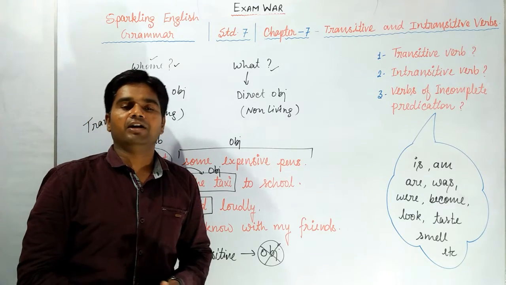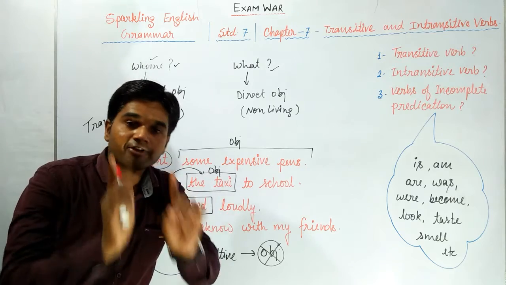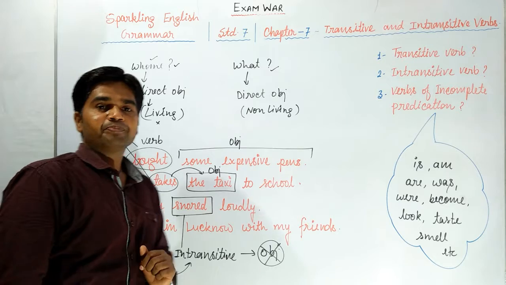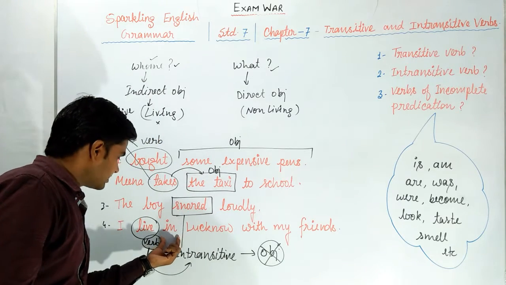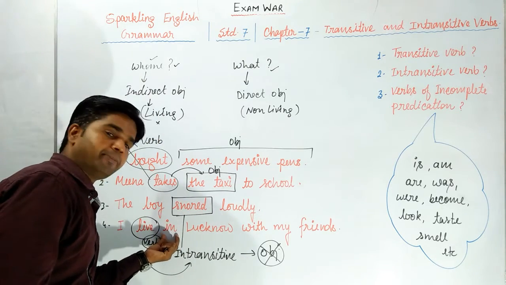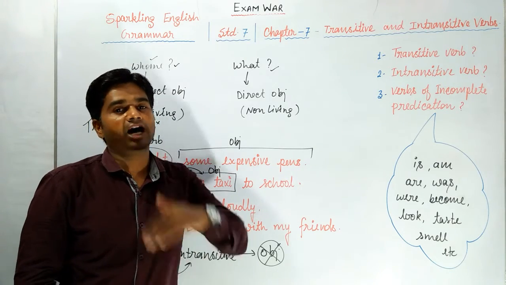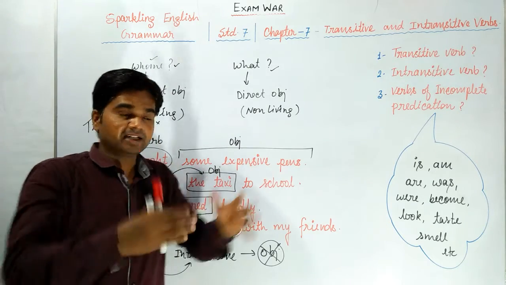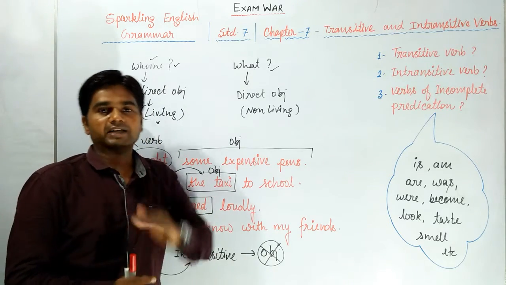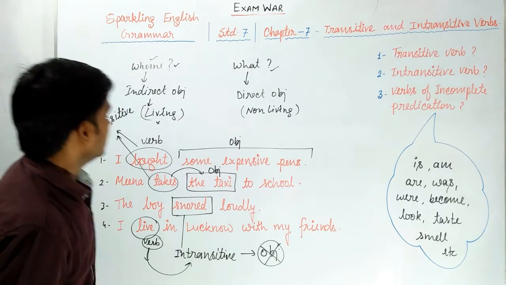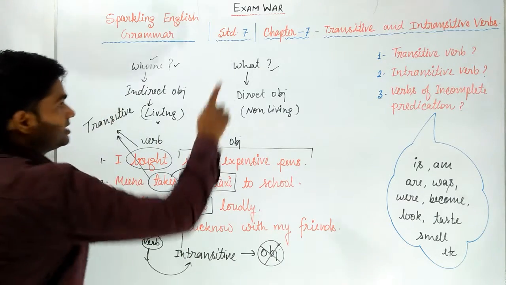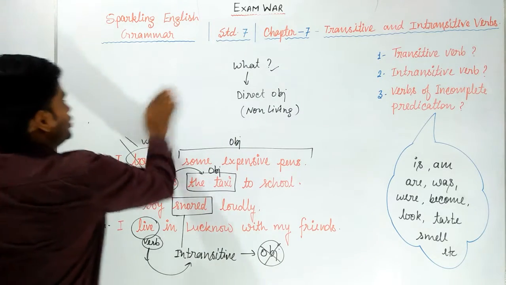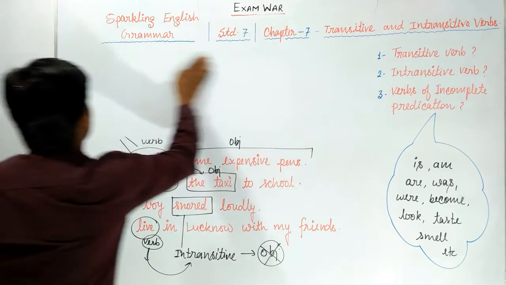One more simple trick you can apply in these sentences. If any preposition is given just after the verb, like I live in, this is a preposition. In that case the verb is always intransitive. I think you got this point very well. So we discussed these 4 examples regarding transitive and intransitive verbs. I think you got these 2 points very clearly.